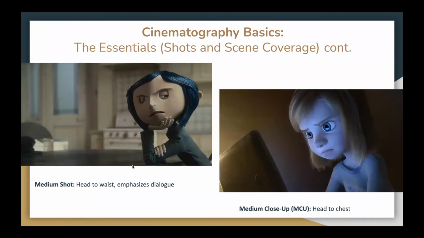And then you get closer to your medium shots, which is typically the head to the waist, and it emphasizes the dialogue. So when your character has something important that they're actually saying, this is the shot that you would want to focus more on. And then as you get closer, you got your MCUs, which are your medium close-ups. So that's from the head to the chest. And this is more for the dialogue and your emotions, your facial expressions. Usually a reaction to something.